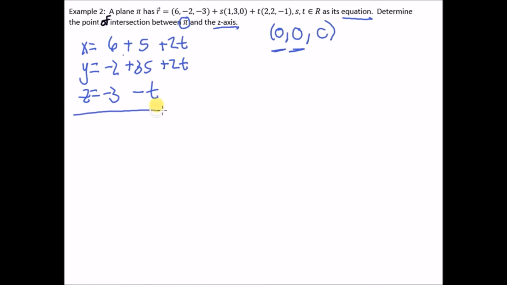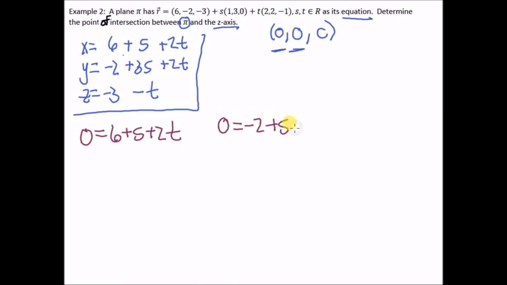So I'm going to change colors. Deep purple. Okay, so let's write the x equation with a 0 in it: 0 equals 6 plus s plus 2t. Now let's write the y equation with a 0 in it: 0 equals negative 2 plus s. Oh, you know what? I'm going to stack these. I'm going to show you why in 1 second. 0 equals negative 2 plus 3s plus 2t.